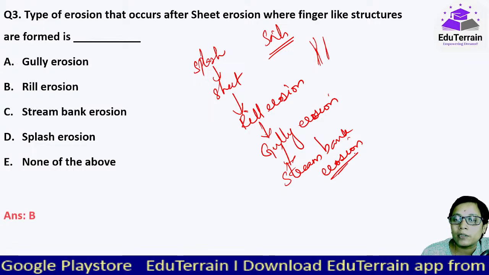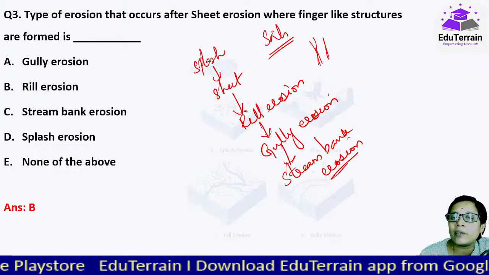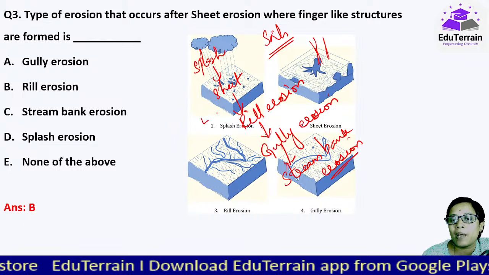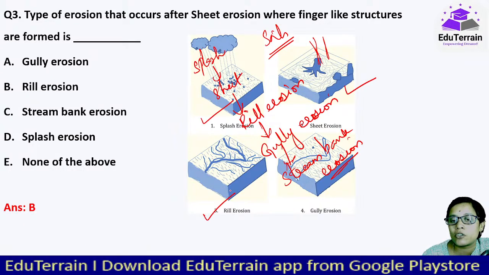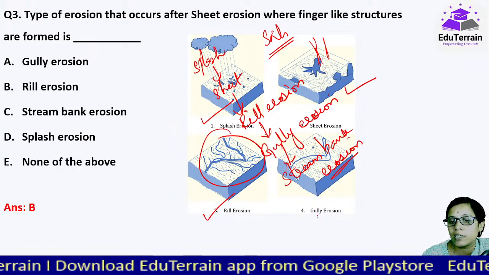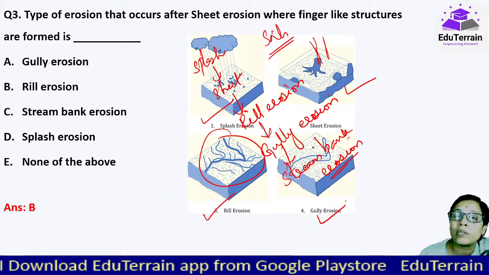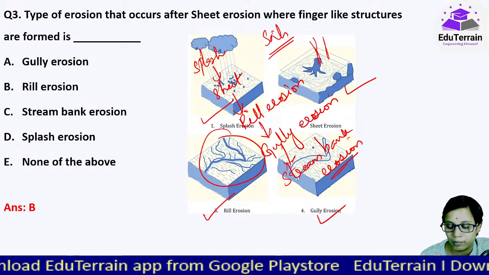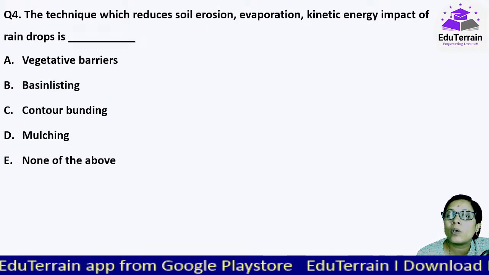Okay, so here it is rill erosion that we are talking about, and see here it is splash erosion, and sheet erosion that leads to rills. These are the rills, finger-like structures, and gullies are big channels, more than 30 centimeters, that are formed. Okay, moving on to our next question.